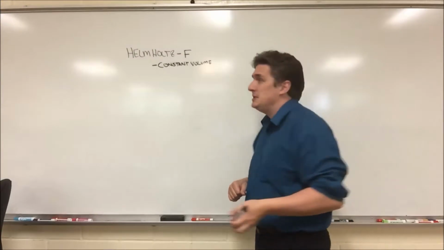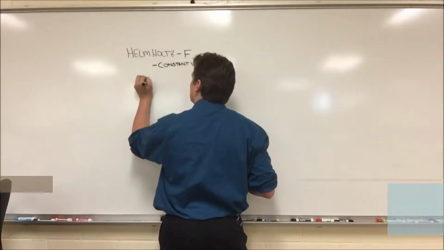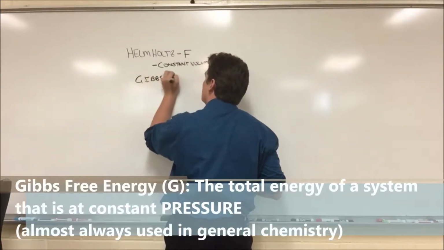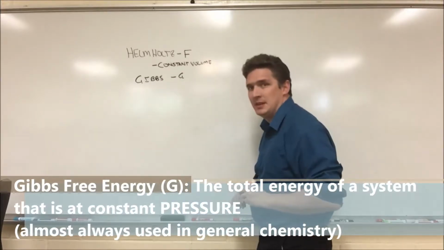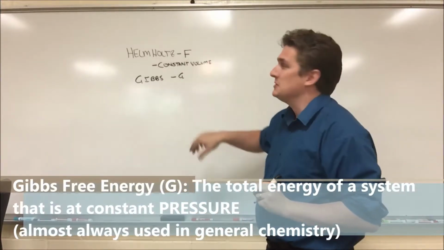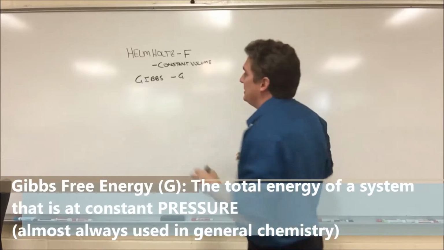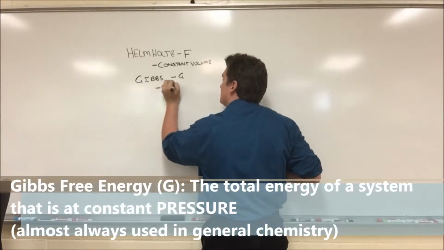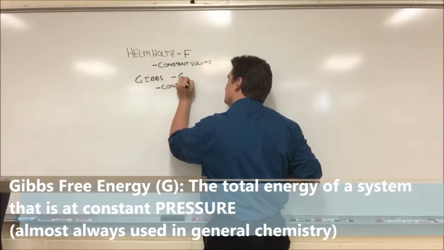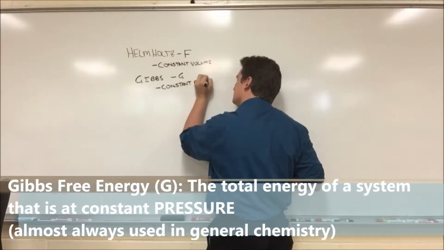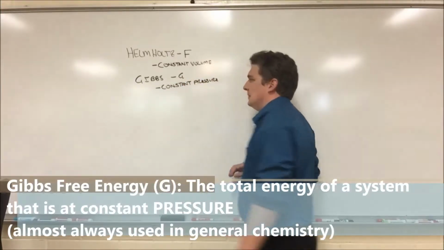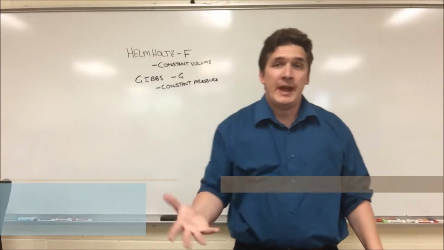The other form of free energy is the Gibbs free energy. And this is represented by the letter G. Now the difference between the Gibbs and the Helmholtz is that while the Helmholtz is a constant volume, the Gibbs is a constant pressure. So this is more akin to what we actually see in the lab.